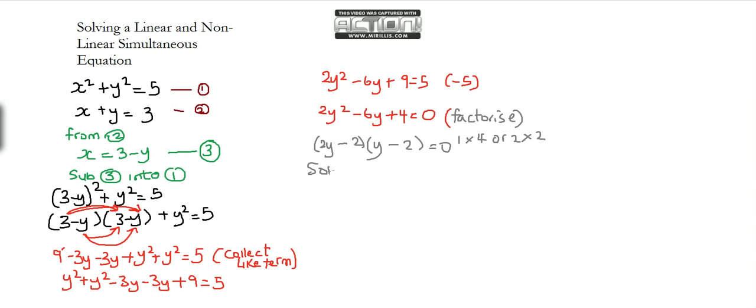So solve for y. We have 2 solutions to this question. So we have 2y minus 2 equals 0, or y minus 2 equals 0. So y equals 2 over 2, which is y equals 1 here, or y equals 2.